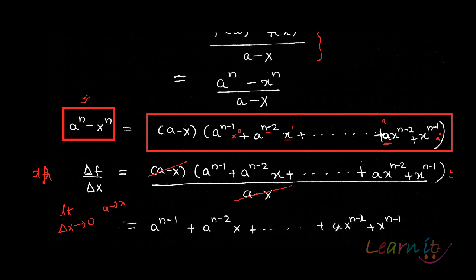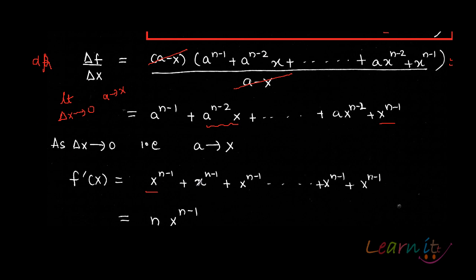So if a tends to x, then what will happen essentially? I will have all x's here, right? In place of a, I will have x. So I will have x to the power n minus 1 plus x to the power n minus 2 into x, and so on and so forth till x into x to the power n minus 2, and here anyways I don't have to replace a. So when everything is getting multiplied, what will it give me?